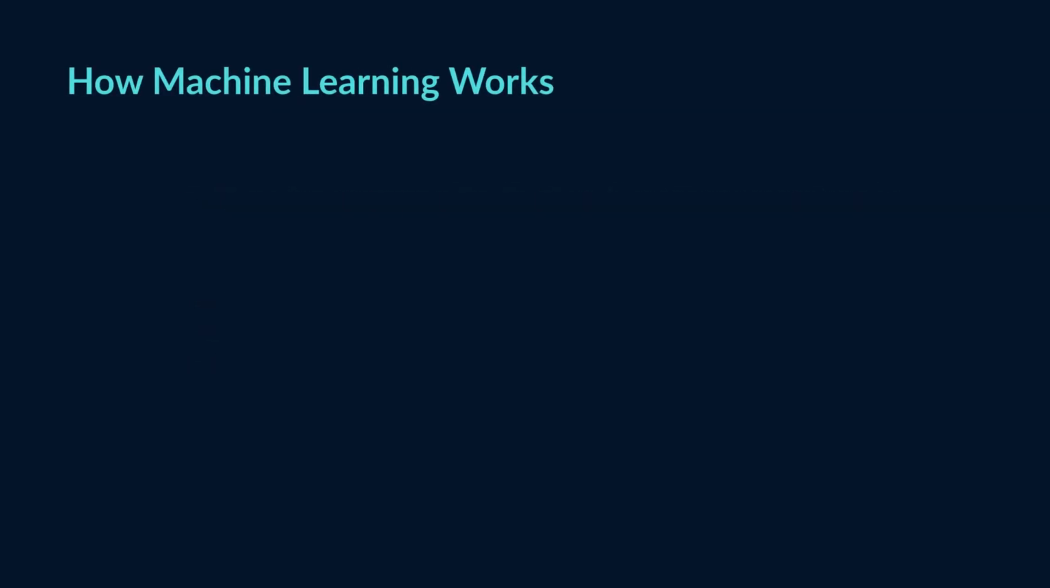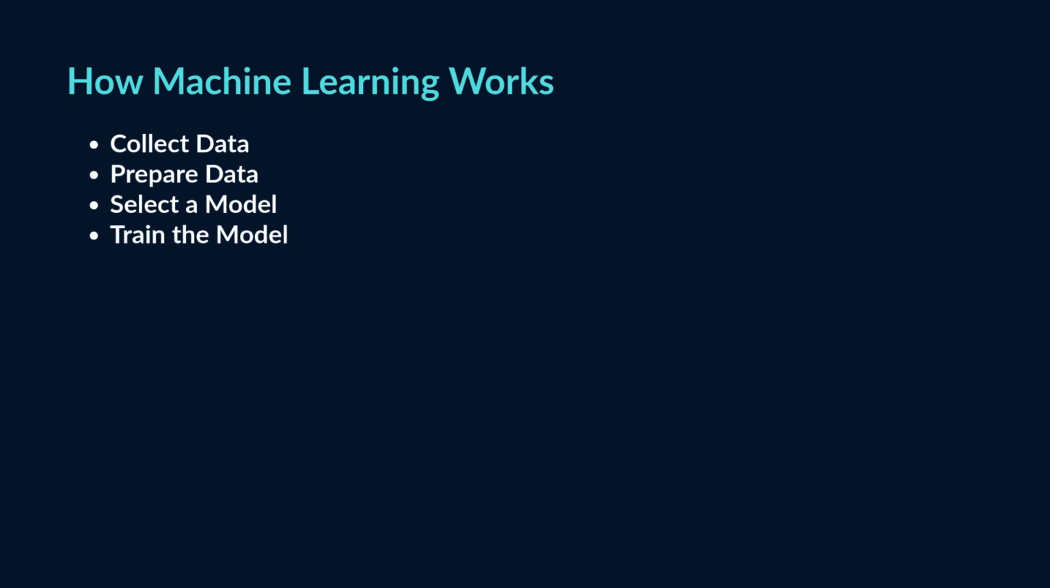How machine learning works. While the technical details can be more complex, the general process of machine learning involves a few key steps. Collect data: gather examples that represent the problem you want to solve. For example, images of cats and dogs if you are building an image classifier. Prepare data: clean the data, handle missing values, and transform it into a format suitable for learning. Select a model: choose an algorithm that can learn from the data, such as linear regression, decision trees, or neural networks. Train the model: feed the data into the algorithm so it can find patterns and relationships.